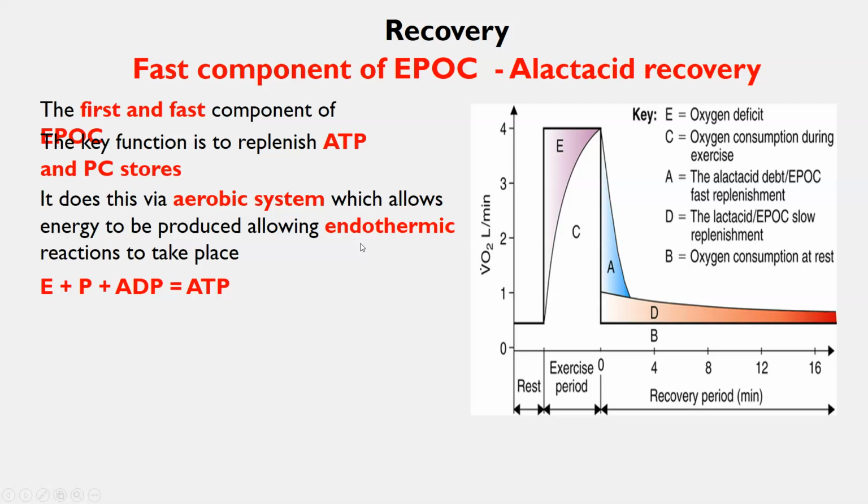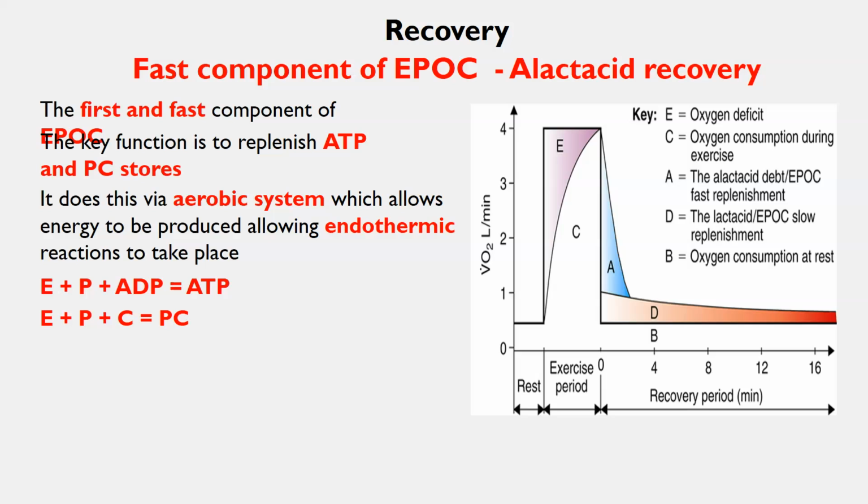So we have E plus P plus ADP equals ATP. And then the other one, how do we get our PC stores back? Well, it's E plus P plus C equals PC. So it's really important, you know, the first and fast component of EPOC is also replenishing our ATP and PC stores, the first things that go when we exercise.